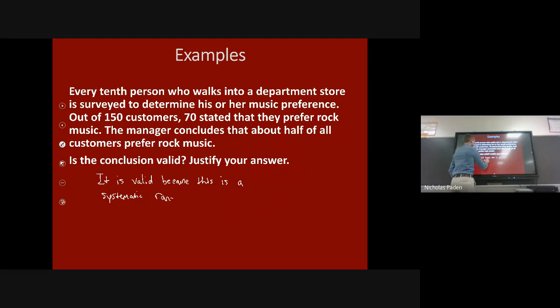And as long as we add that it is random, that is good enough to prove that it is a valid conclusion, or it is unbiased. Okay, as long as we have the word random in there, that tells us that it's not going to be biased. So this is a systematic random sample. So this would be a valid conclusion.